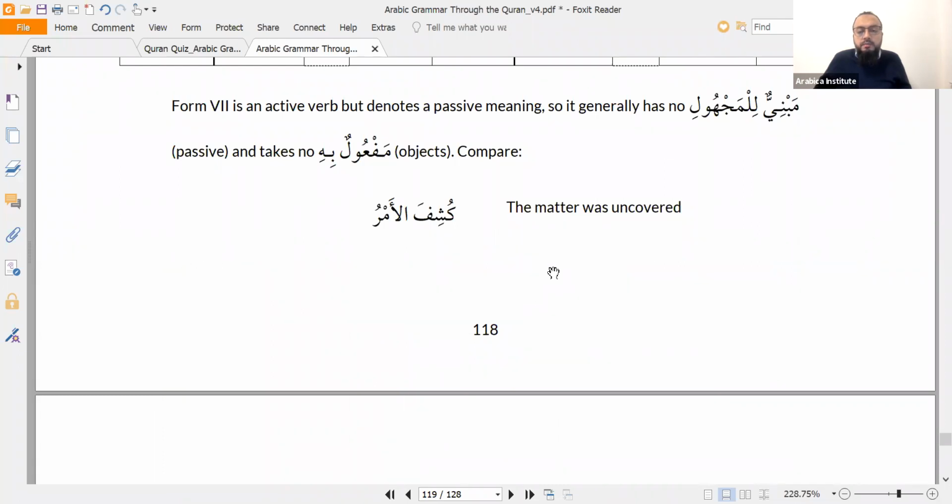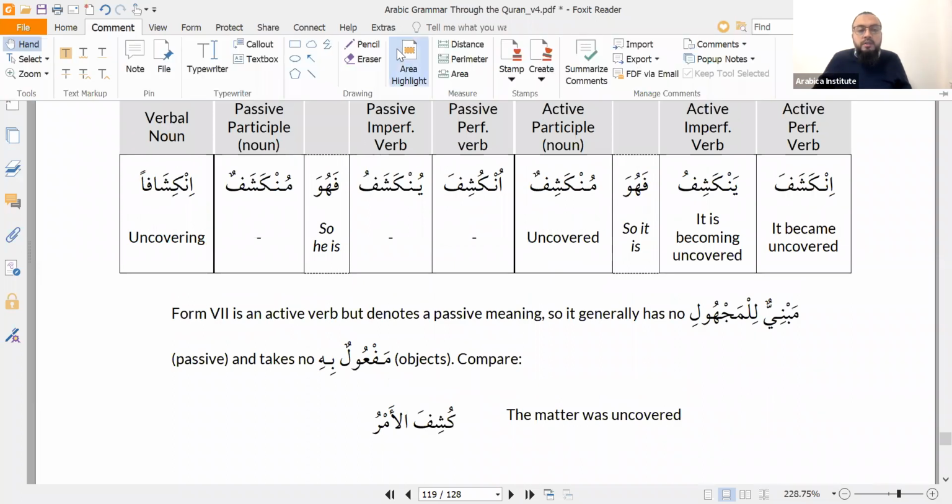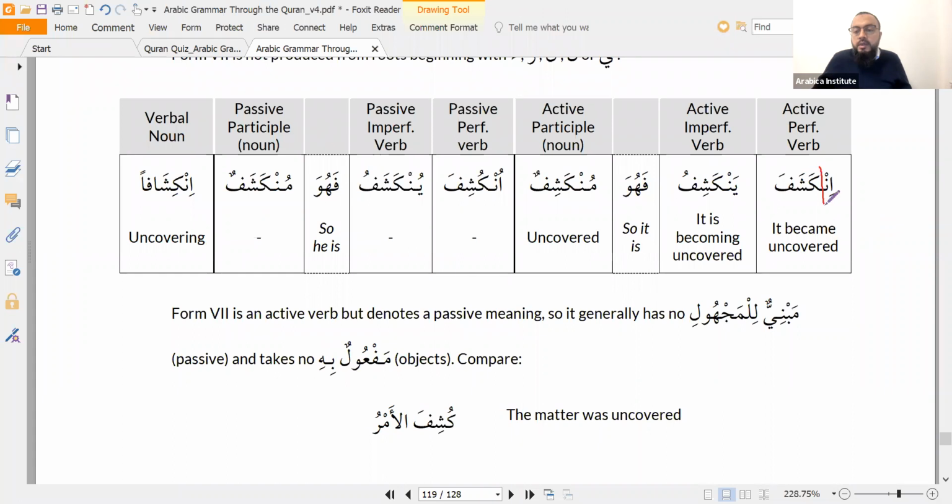Kashif? Yes, it's a well-known name. Kashif is someone who uncovers, and they use the word Kashif also for Boy Scouts, because Boy Scouts go and scout things out and find things. So from Kashafa, we have form 7, inkashafa. Form 7 is produced by just adding an 'in' to the beginning of the root, and form 7 has a passive meaning. So inkashafa has the same meaning as kushifa.